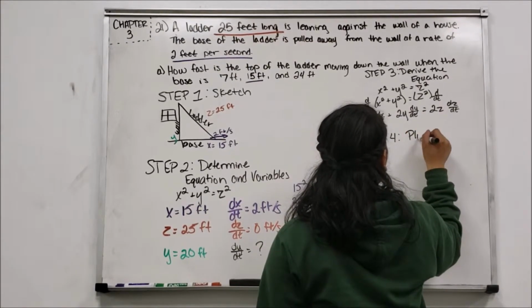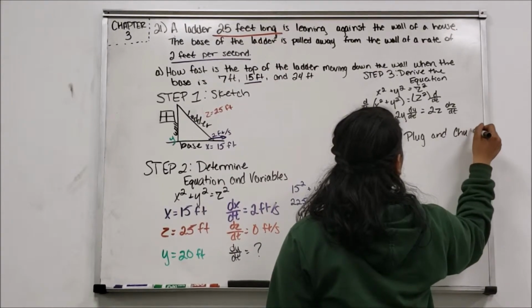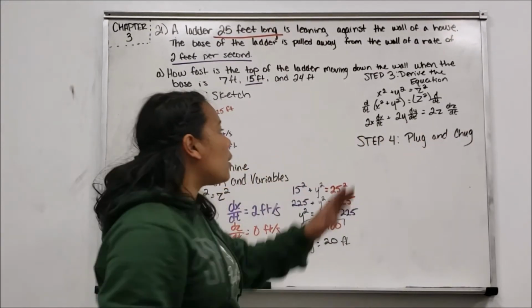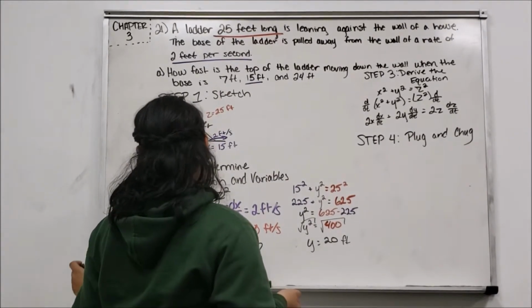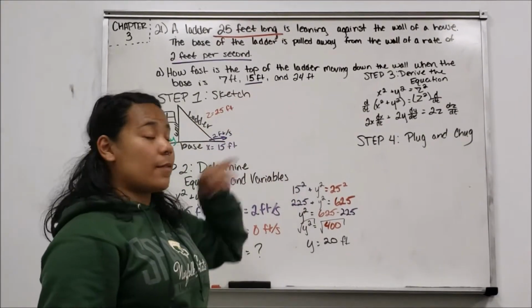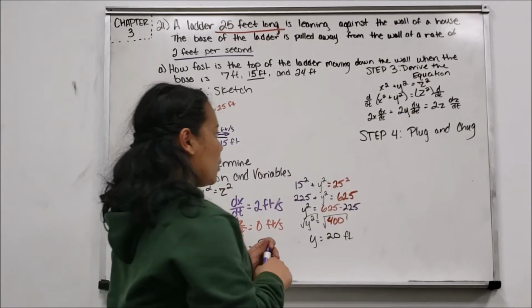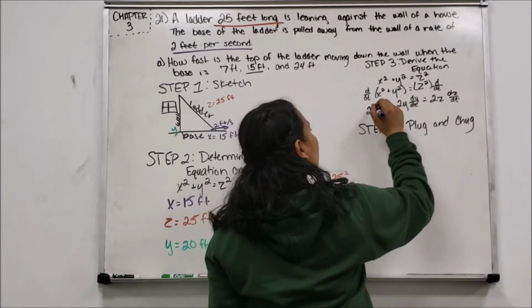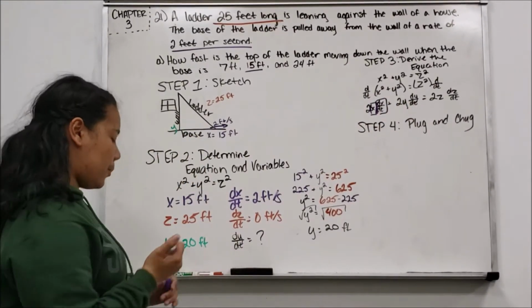And now we're moving on to step 4, which is to plug and check. I did move rather quickly on step 3, and that's only because it's the same as the problem we did before for the 7 feet. So now it's time to plug and chug. I'm going to circle this in purple because we have our x and we have our dx dt, which we wrote over here in purple.